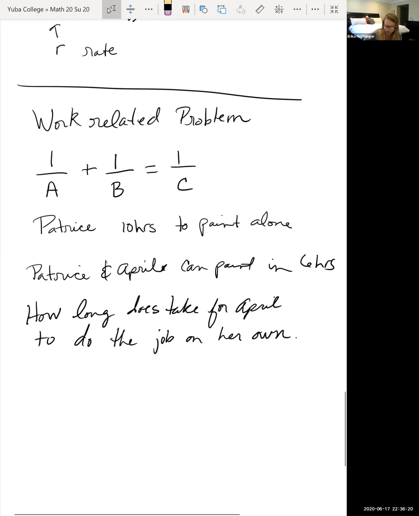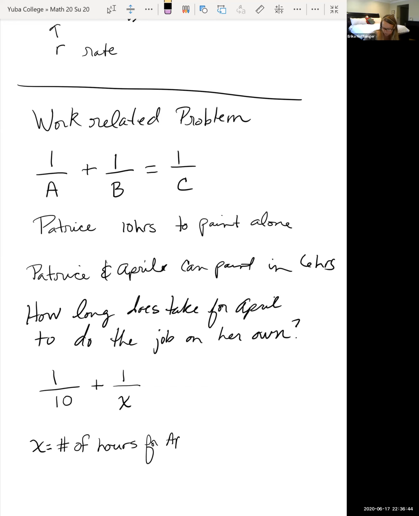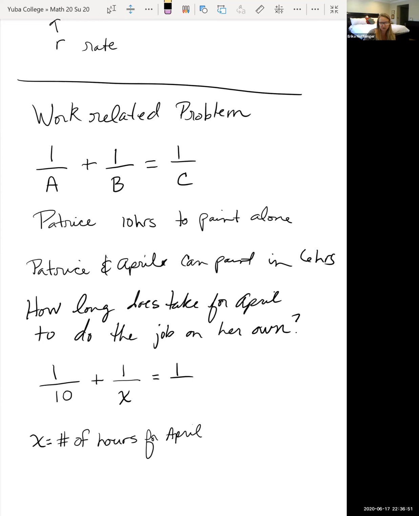Okay, so we know 1 over the time for one person, which is 10, plus 1 over the time for the other person. Well, we don't know that, so let's put x. So I'm going to define what x is. x equals the number of hours for April to do the job. And we know that this is equal to 1 over the time for both of them to do the job together, 6.